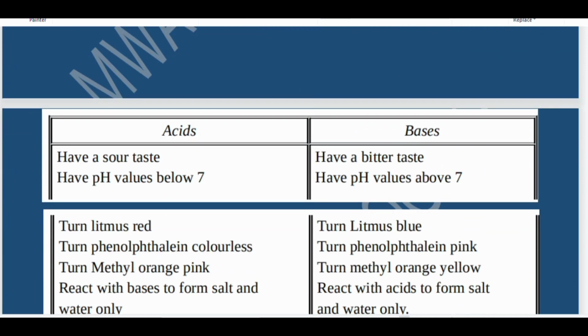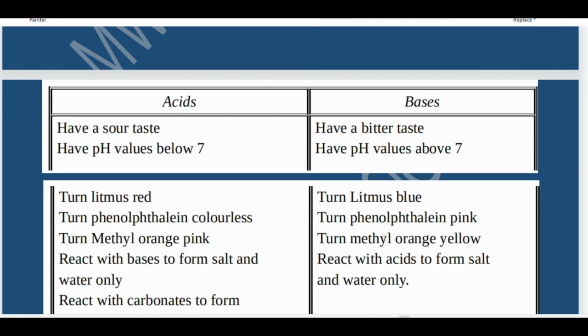So let's begin looking at the properties of acids. Acids have a sour taste. They also have a pH value below 7. Remember, when we began, we said that some foods that you consume contain a sour taste, and the presence of the sour taste is due to the presence of acids. So they have pH values below 7.